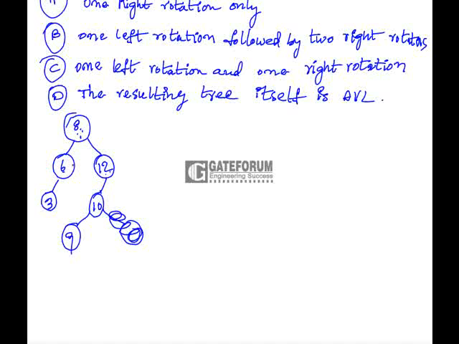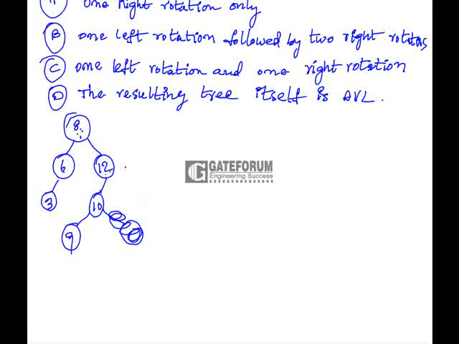Now for 6, the left subtree is 1, the right subtree is 0, it is satisfied. And for 12, the left subtree is 2, the right subtree is 0. The difference is 2. It won't be allowed. A difference of plus or minus 1 or 0 is allowed at every node. So if you want to make this an AVL tree, we have to do some rotation operation.